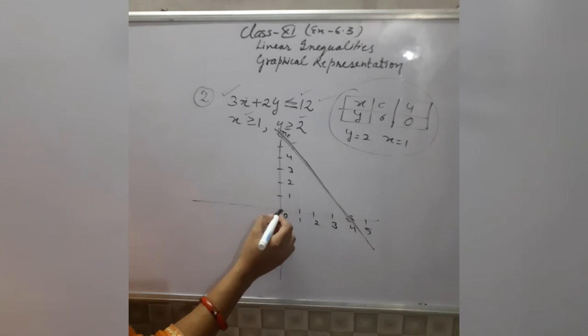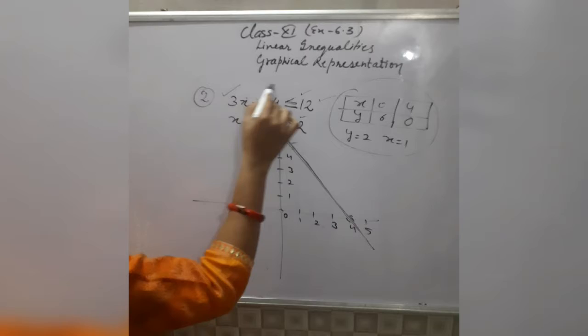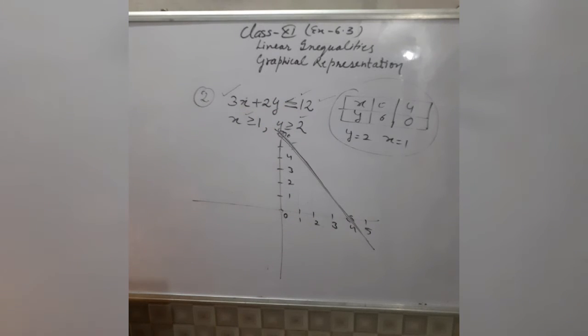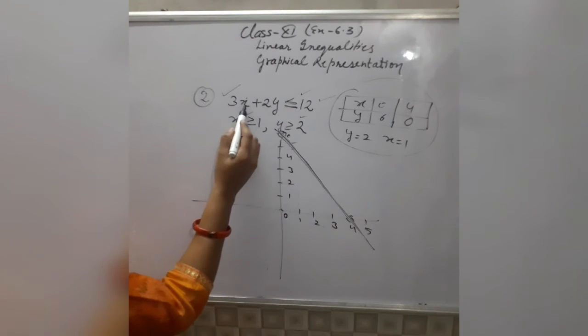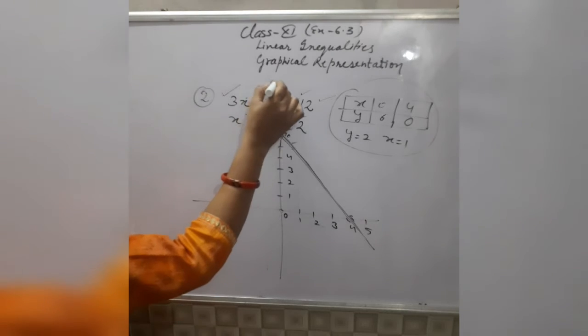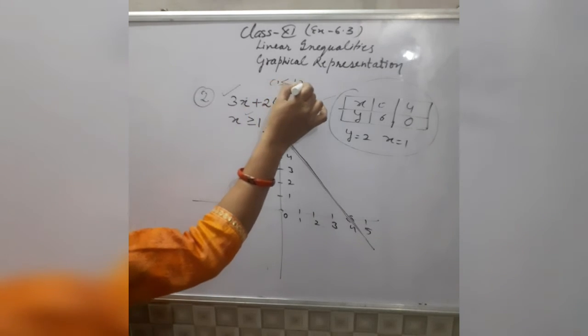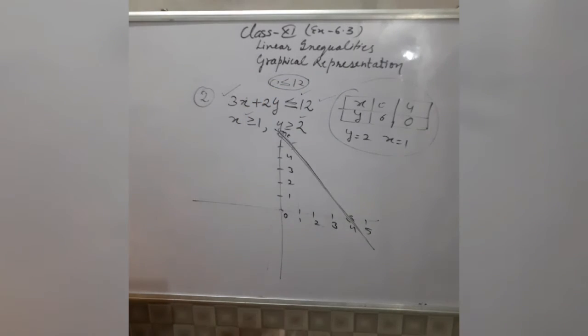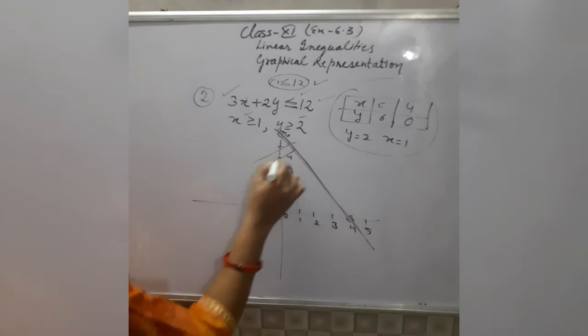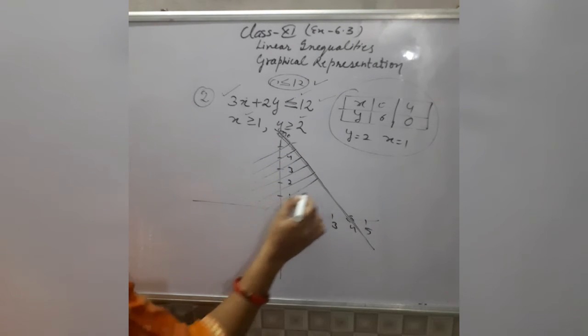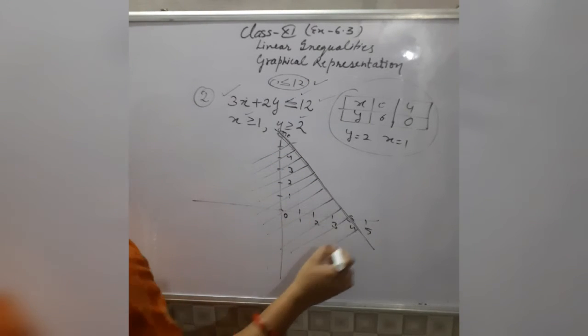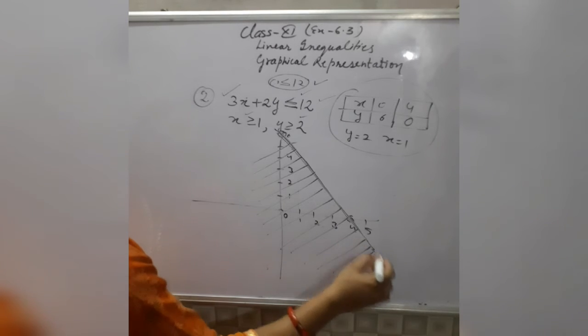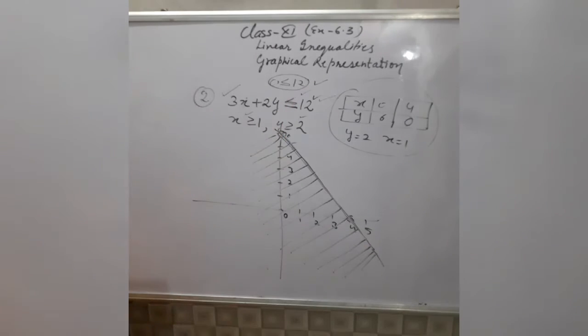For this, you will take the origin point, the coordinates of the origin, where the values of x and y are 0, 0 at this point. Now put the coordinates of the origin in this linear inequality and check whether the result is true or false. If you put x equal to 0, y equal to 0, it gives you 0 is less than or equal to 12, and 0 is less than or equal to 12. This result is true. It means you will shade this region, the region towards the origin. So this shaded region is the solution for this first linear inequality.